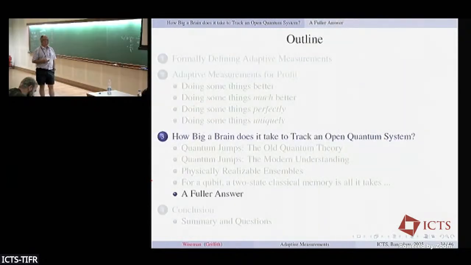Okay, so that's the answer for a qubit. For a qubit, we've proven that a 2-state classical memory is all that it takes. But the original thing, which I told you, was that the counting argument suggested that, in terms of D, it would be bigger than D in general. Well, I'll put it back.